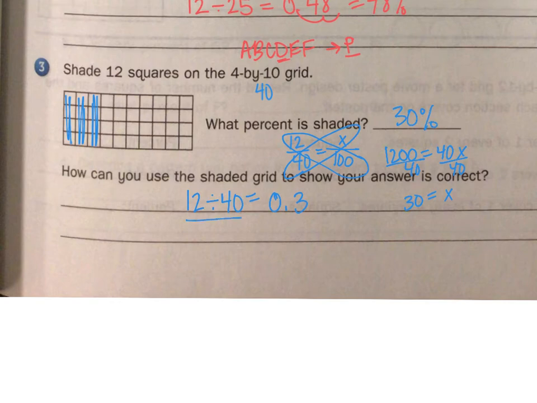Or another way of solving it is I could divide to get a decimal, and then again, I could sing my alphabet, move that decimal over 2 places, and get 30%.